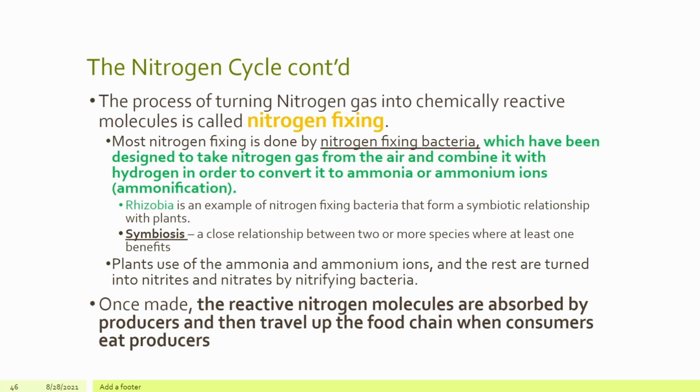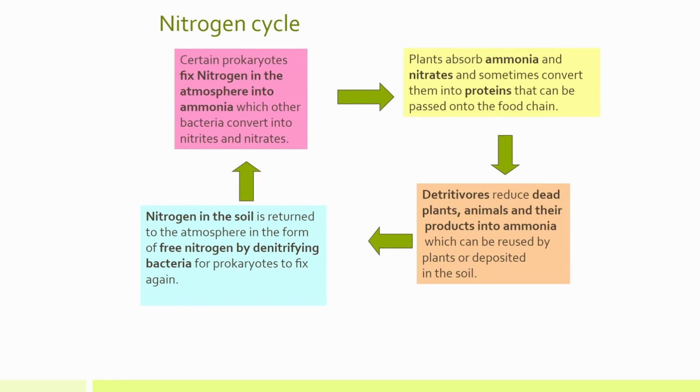They hang out on the roots, and symbiosis is just a close relationship between two or more species, where at least one benefits. And plants are using the ammonia and ammonium ions, and the rest is turned into nitrites and nitrates by other types of bacteria called nitrifying bacteria. Once made, the reactive nitrogen molecules are absorbed by producers and then travel up the food chain when consumers eat producers. So we need nitrogen-fixing bacteria in order to change nitrogen gas into something usable for living organisms. Otherwise, it can't move up the trophic levels.